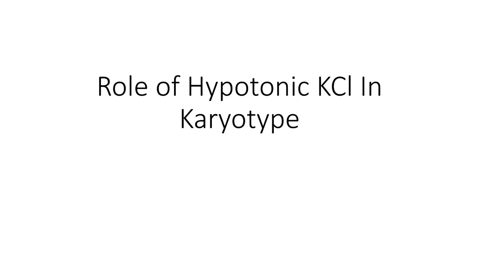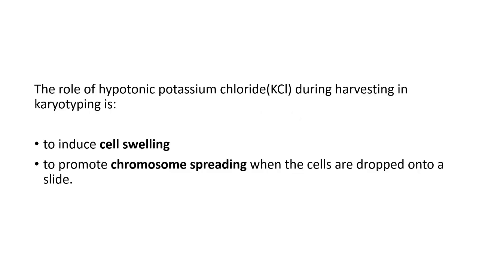Hello friends, welcome to a new topic on cytogenetics, that is the role of hypotonic potassium chloride in karyotype. The role of hypotonic potassium chloride during harvesting in karyotyping is that it helps in cell swelling, and due to cell swelling the chromosome spreading will be better, which is necessary to get a good morphology of chromosome.